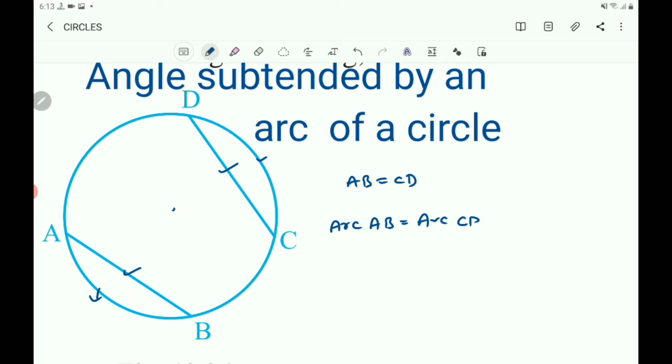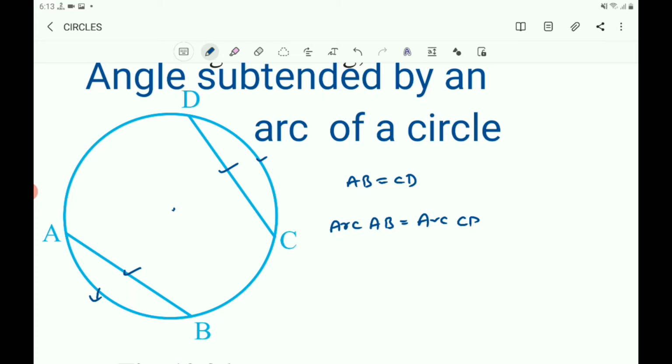They are congruent in the sense that one arc can be put on the other without bending or twisting. They superimpose one on the other completely. If you keep one arc on the other, the arc superimposes the other arc completely, meaning they coincide. It means they are congruent arcs. So you can say that equal chords make equal arcs.